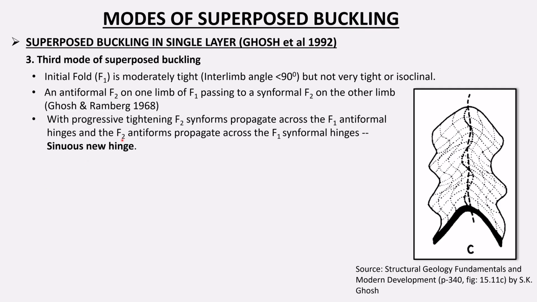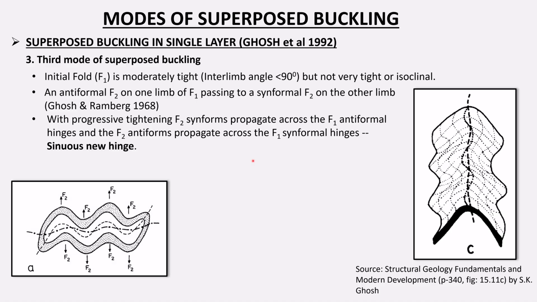And basically, with progressive tightening of the F2 synforms, it progresses across the F1 antiformal hinges. And if the F2 antiforms progress, they also cross the F1 synformal hinges, and this leads to development of a sinuous hinge. As you can see here, this is the first hinge line of the F1, and here is the sinuous hinge line developed after the progressive tightening.